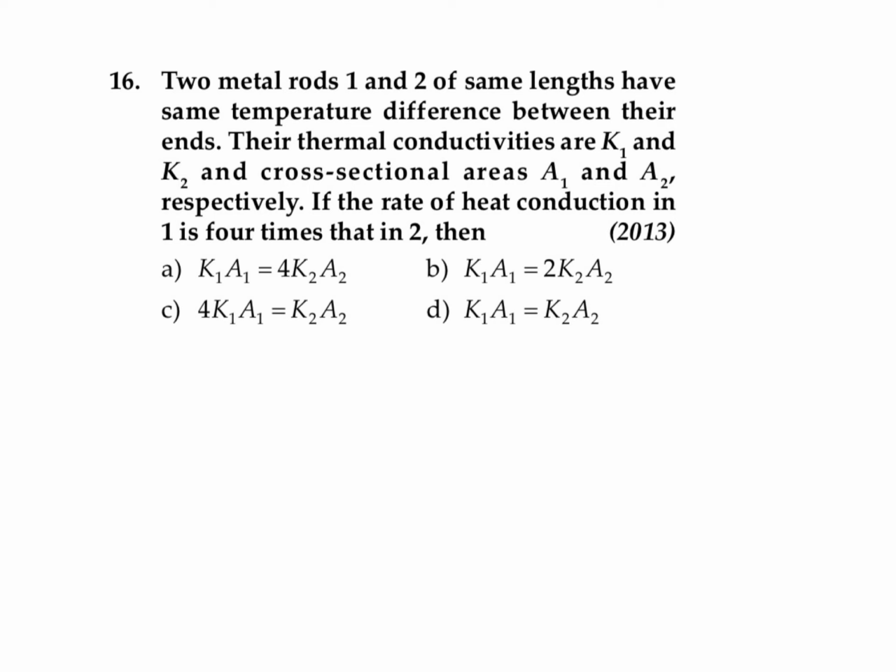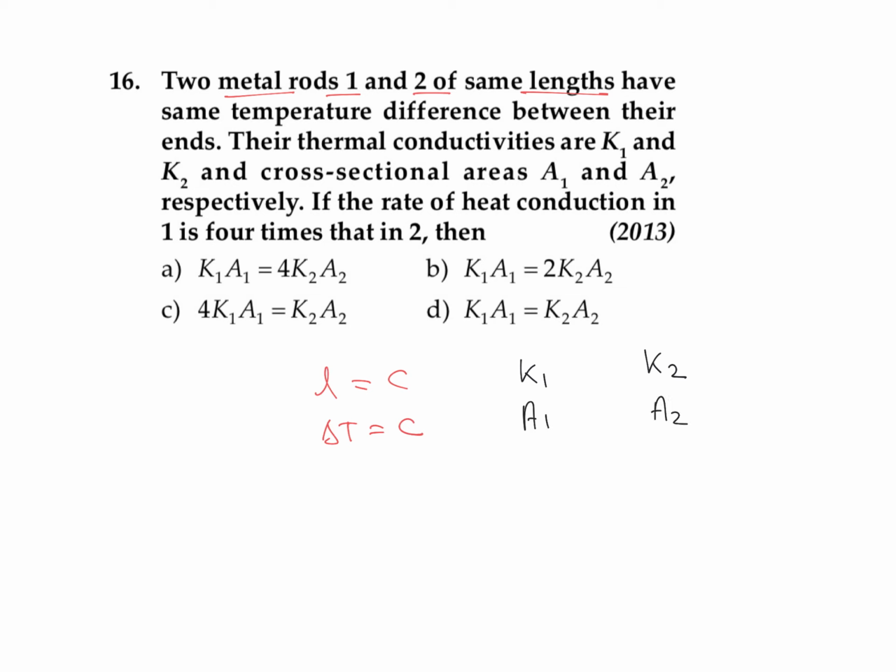So in the question it is given that two metal rods 1 and 2 are of the same length. So we can take their length as the same, so length is a constant parameter. They have the same temperature difference, so delta T is also a constant parameter. And their conductivities are different. For the first one we can take it as K1 and for the second one K2. And the cross-sectional areas are also different, A1 and A2.